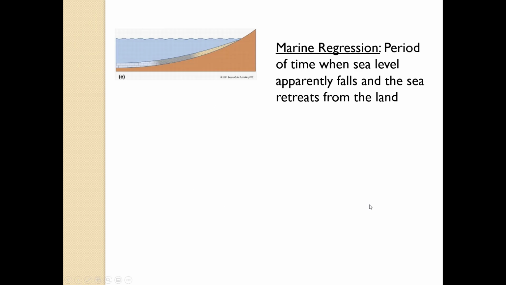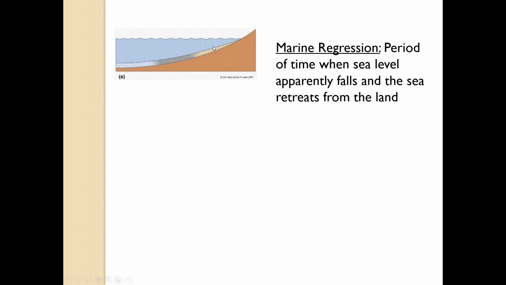The opposite is called a marine regression. So that is a period of time when it appears that sea level is falling. And so instead of sea level advancing over the land, sea level is retreating from the land. And I want to warn you that this diagram is not fantastic. But here we see that same sequence of sandstone, shale, limestone, and we know sea level is going to fall.